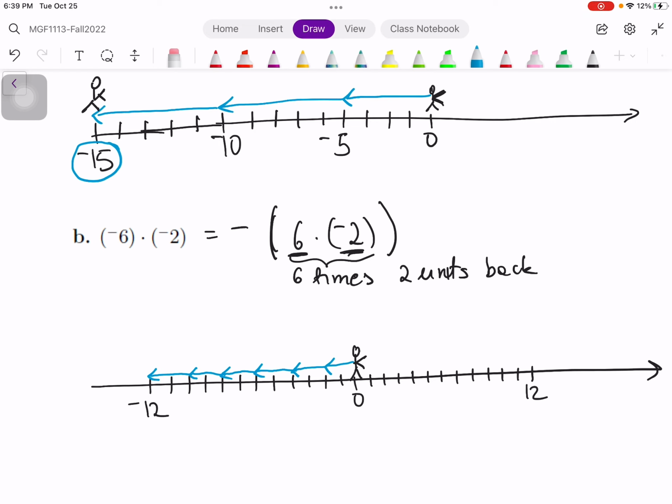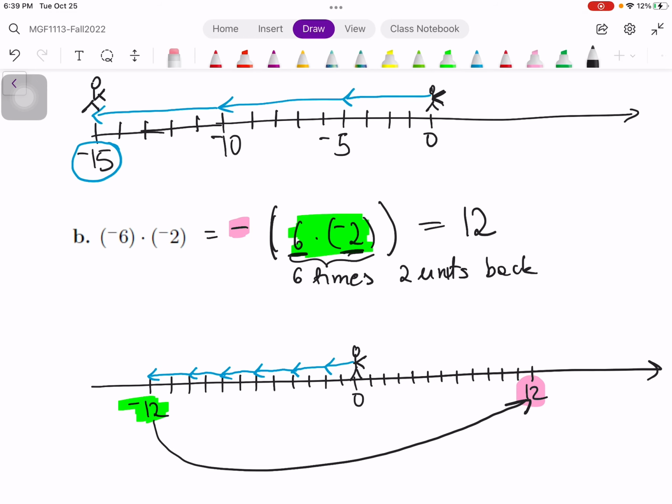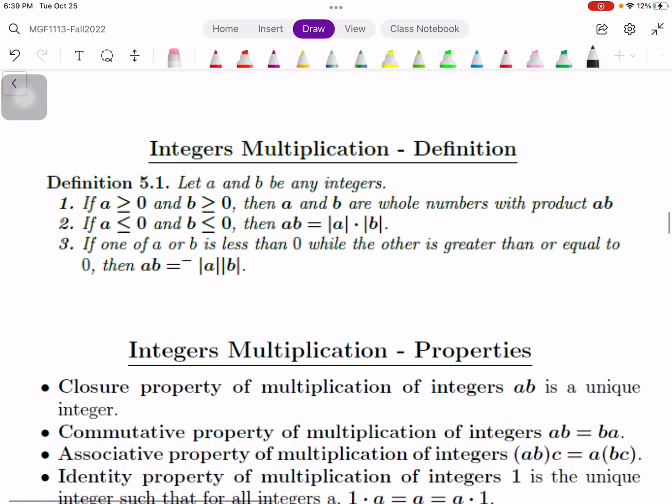So that's gonna bring me to -12, but that's not a solution, that's just this inside. But now I need to reflect it across 0 because I'm looking for its opposite. So that will bring me to +12. Okay, so that's the number line model.